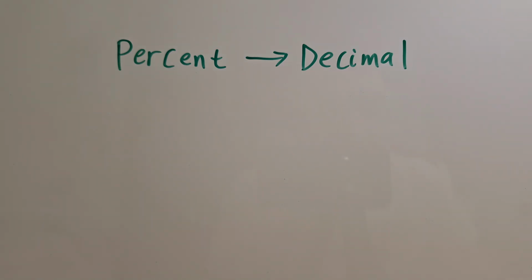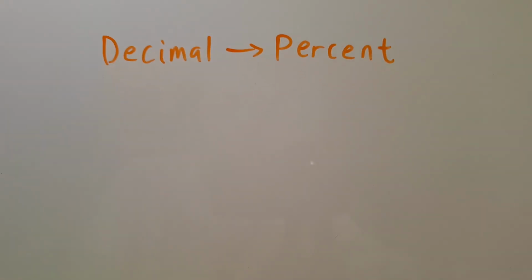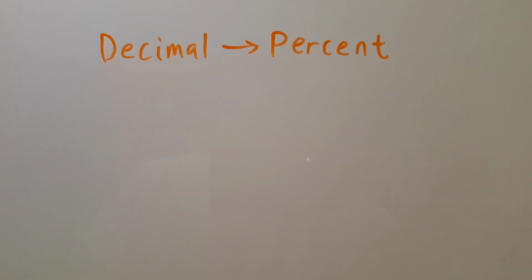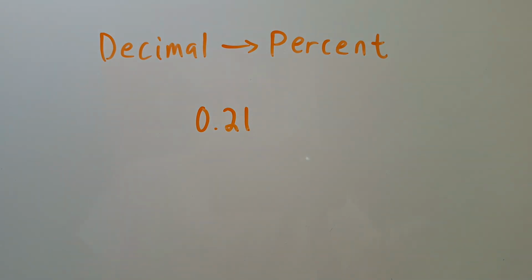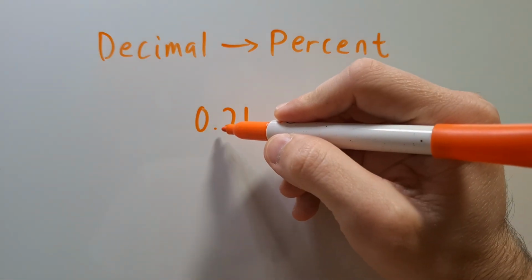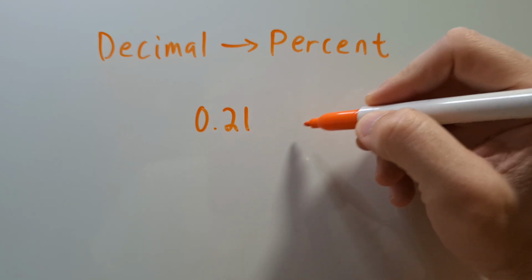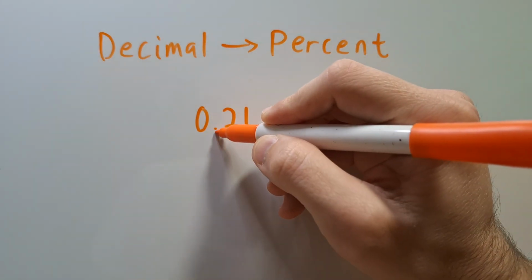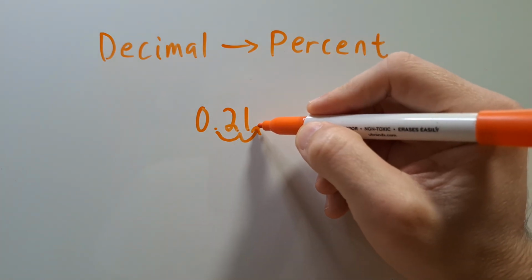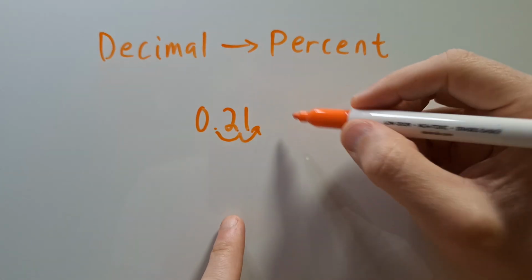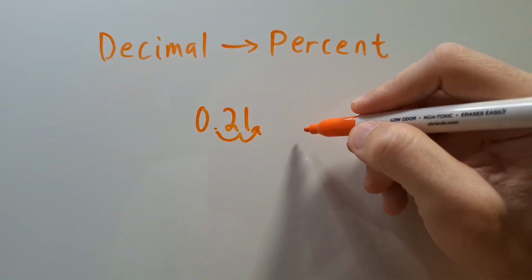Let's work out the other way around. To write a decimal as a percent, we're going to multiply by 100, and then we will attach the percent symbol from there. So my first example will be 21 hundredths. So multiplying this by 100, moving that decimal point 2 places to the right now. So now I have 21.0. But remember, this is not 21 whole. This is 21%.